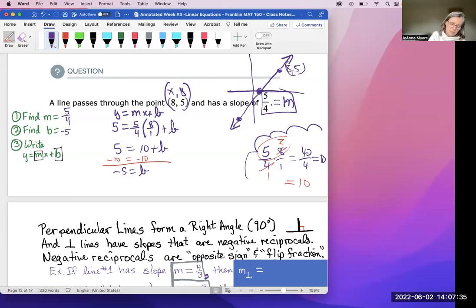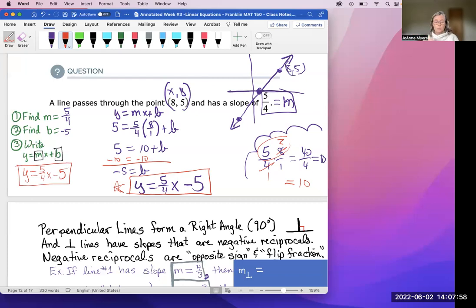So then my final answer is y equals m, 5/4 x, plus b, or in this case, it's -5. And that would be your answer. y equals 5/4 x minus 5. Done. And that's what you would put back into ALEKS.